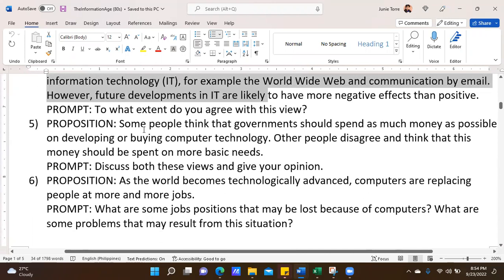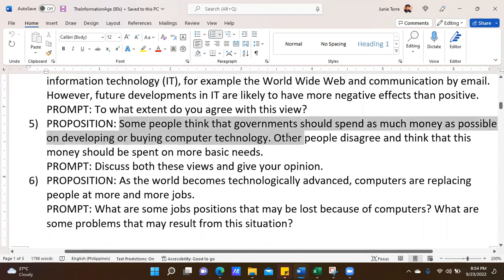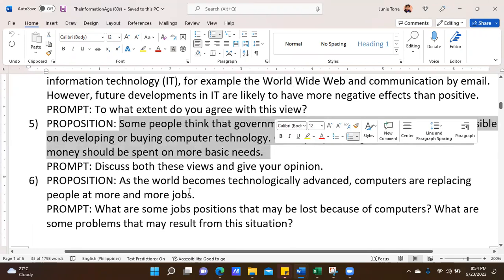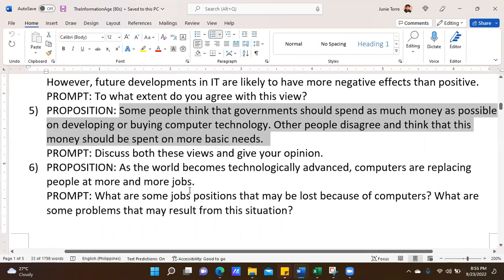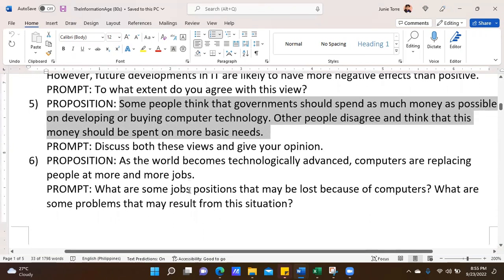Some people think that government should spend as much money as possible on developing or buying computer tech. Disagree and think that this money should be spent on more basic needs. Parang ano din siya, no? A Great Depression prompt din siya. It's all about government subsidies.